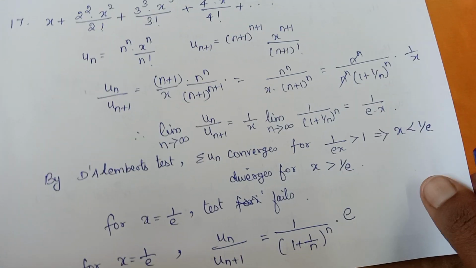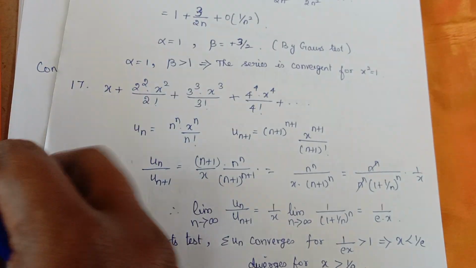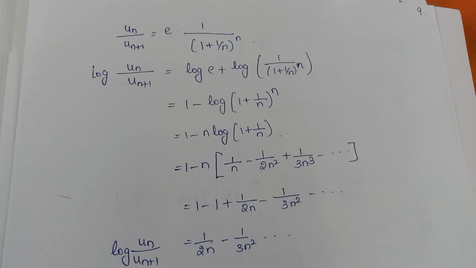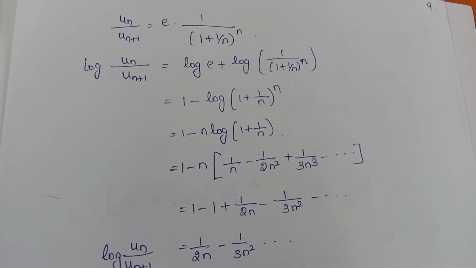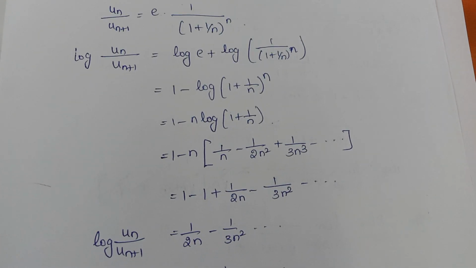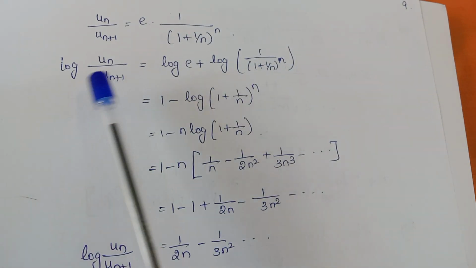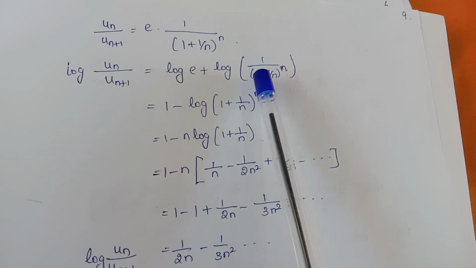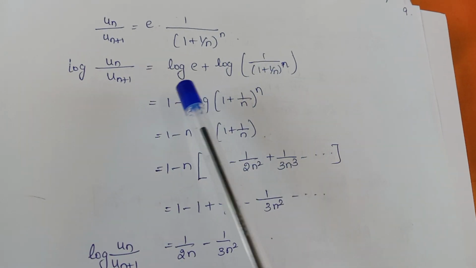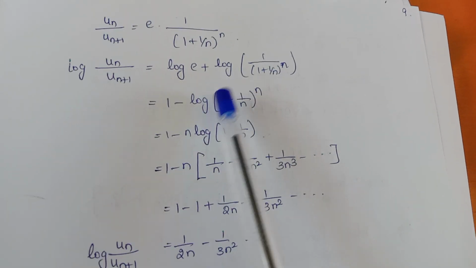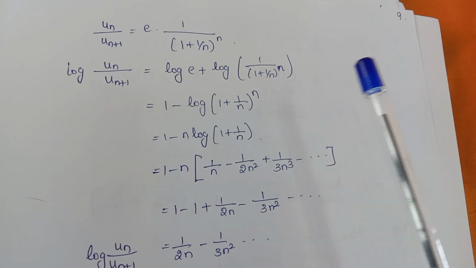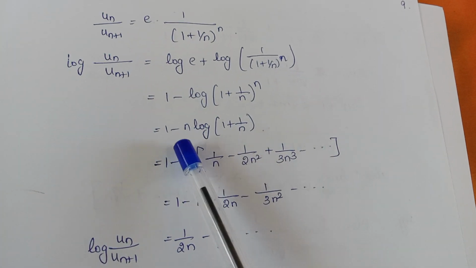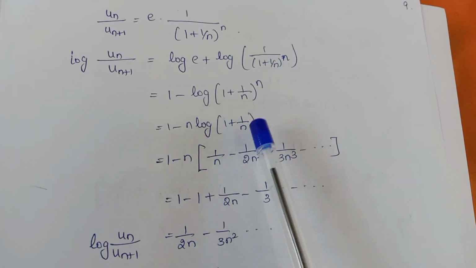So as n tends to infinity, what happens? Now whenever you get e, that is exponential, in the ratio, you have to make use of the logarithmic test. Now you take log on both sides. So log un by un plus 1 equal to log e plus log of 1 by 1 plus 1 by n power n. So log e is 1, no? So 1 minus log of 1 plus 1 by n power n. So here I bring it to the numerator and I change the sign here. So 1 minus n into log of 1 plus 1 by n.